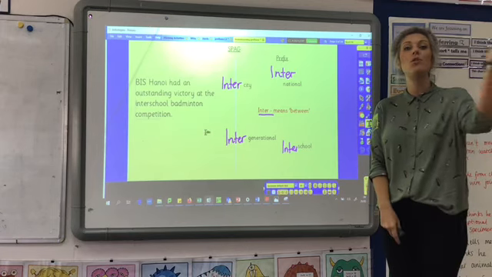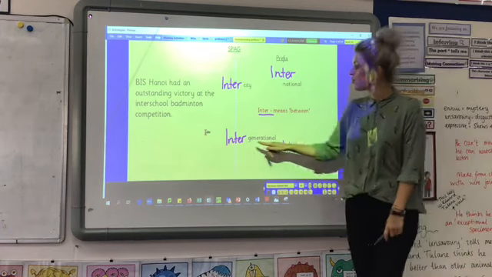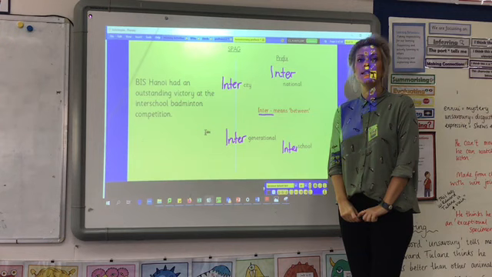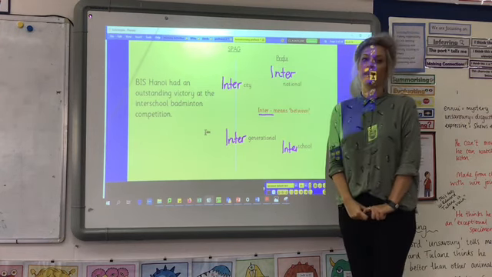Okay, can you pause the video now and can you please choose one of these words to write a sentence with the prefix inter in there. Off you go, please, Year 4.